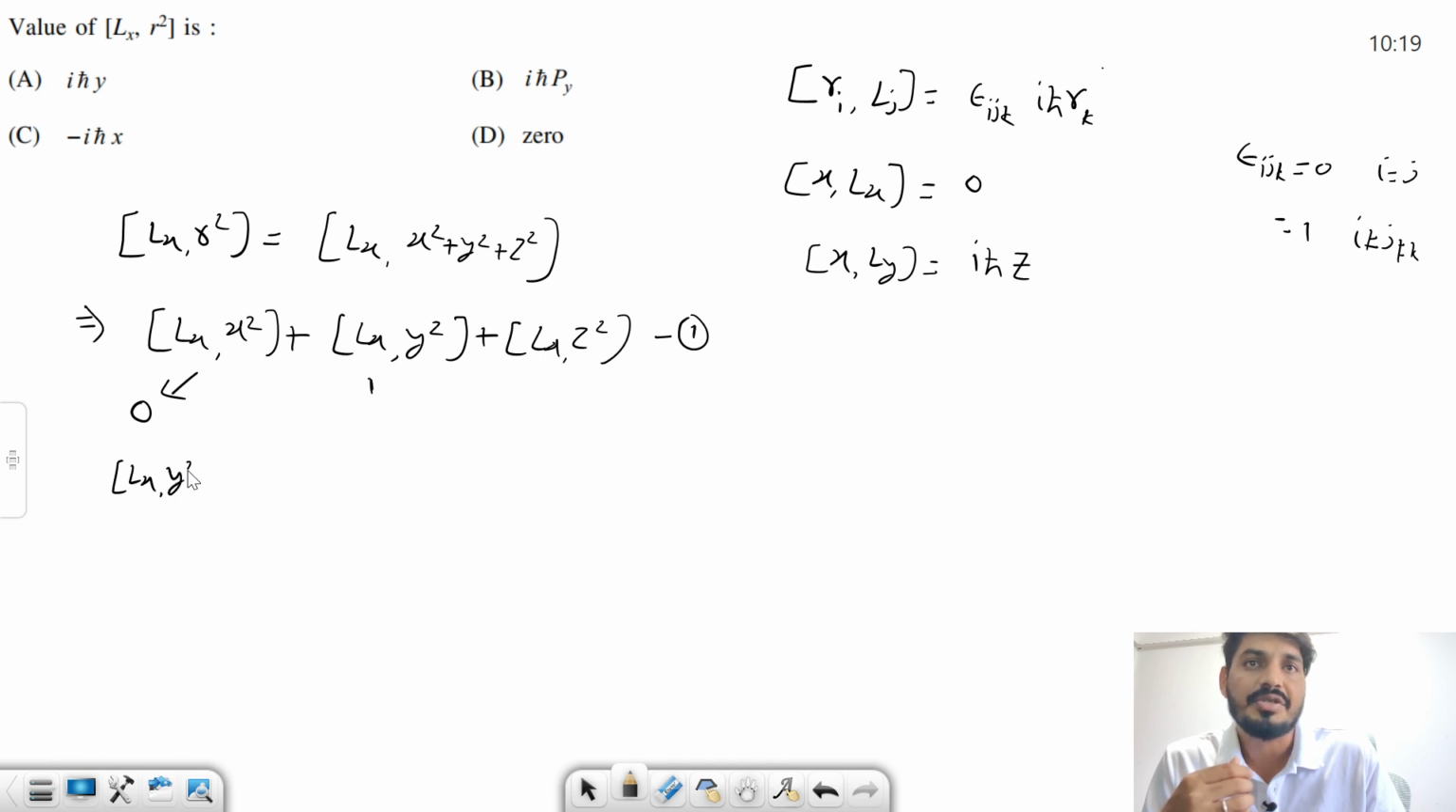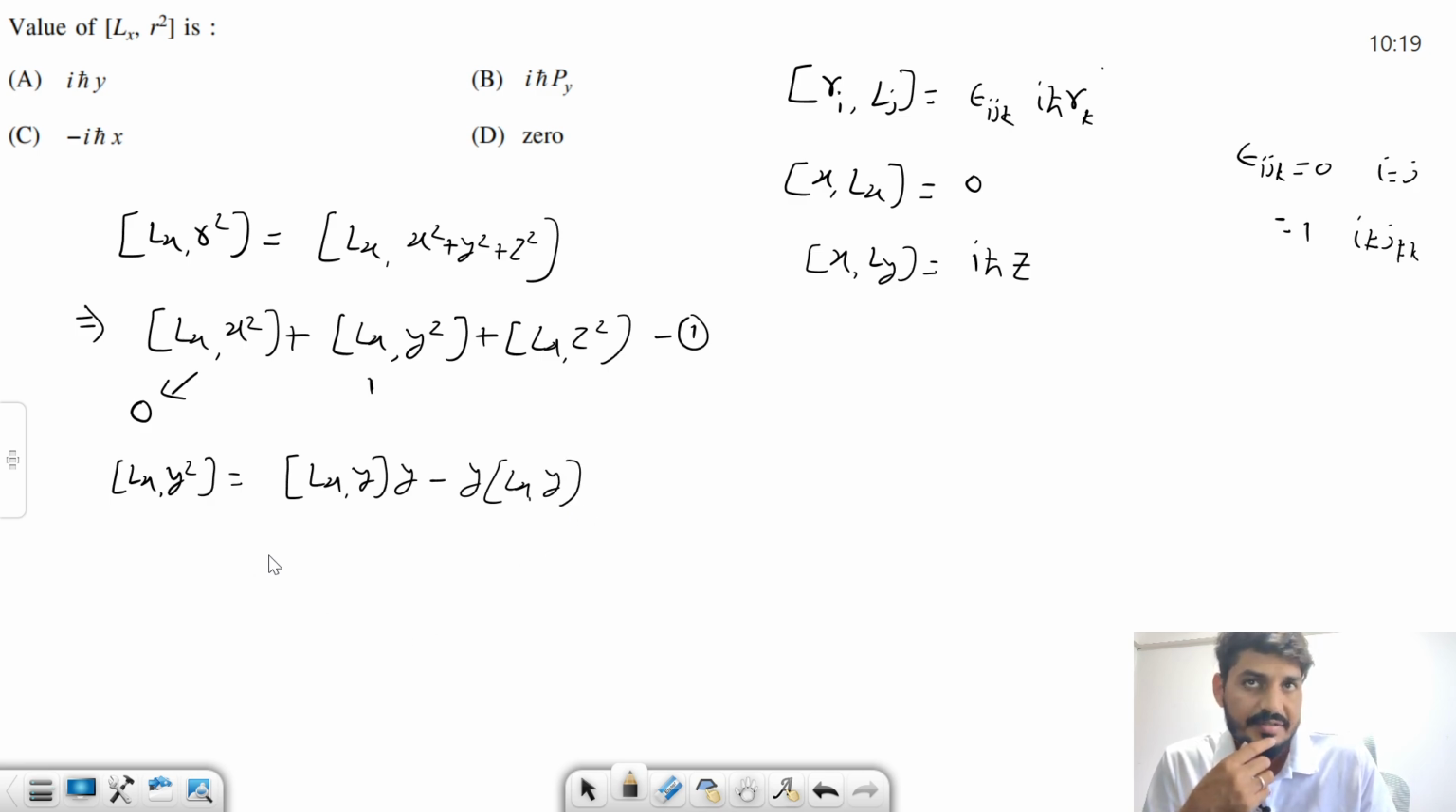Lx with y square. Can I write it like this? Lx with y, y outside, minus y, Lx with y, right? Now what is this term? I can use the same formula, this formula here. Can I write it like this? I can take minus sign outside, and this is y with Lx with y.